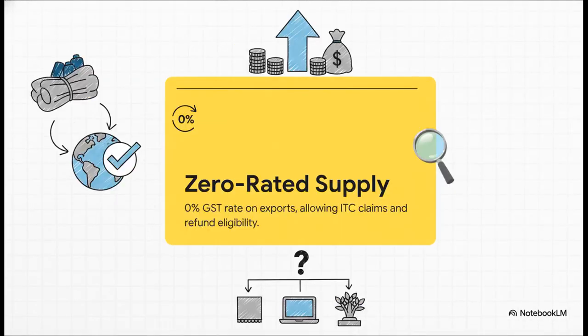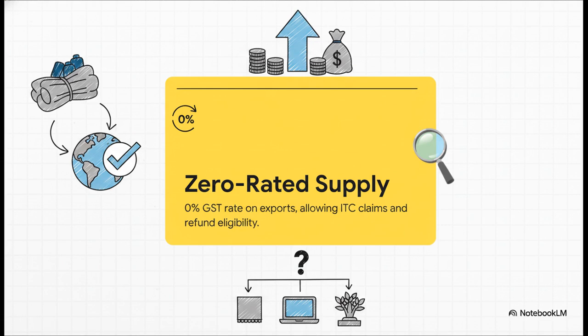Okay, let's kick things off with some genuinely fantastic news. Exporting from India is considered a zero-rated supply. Now, what does that actually mean for you? It simply means you pay a 0% tax rate. Plus, you're fully allowed to claim input tax credit, meaning you literally get back the taxes you paid on your everyday business purchases. And most importantly, it makes you eligible for refunds.